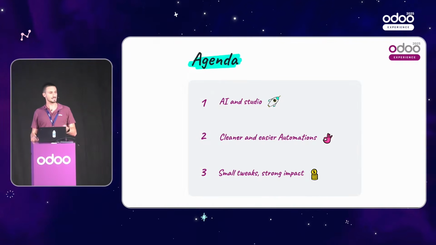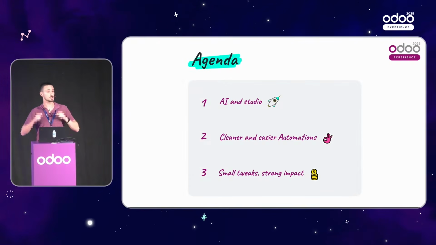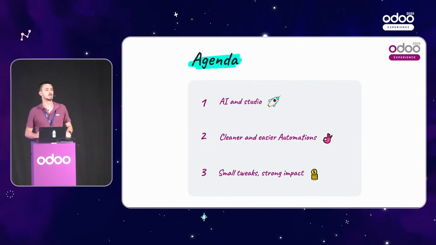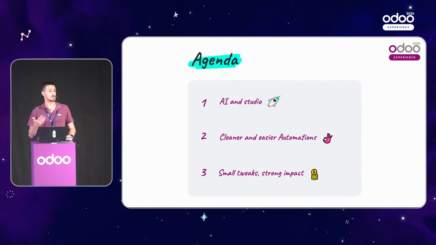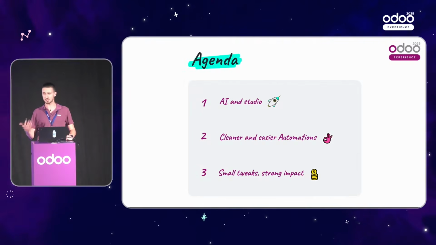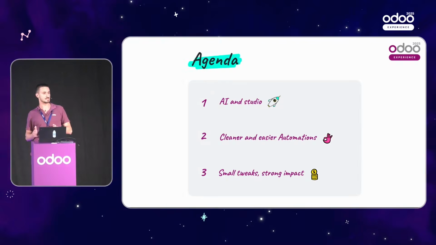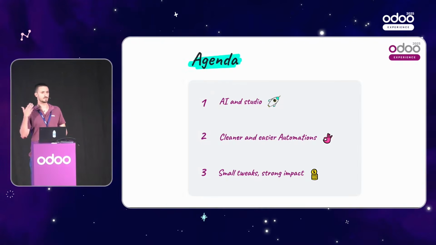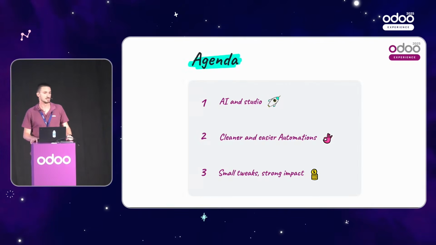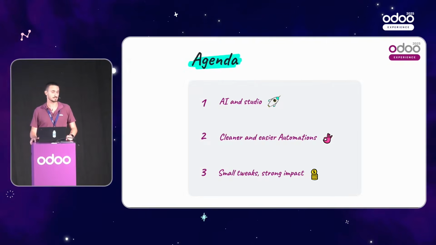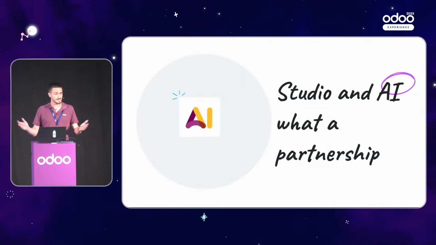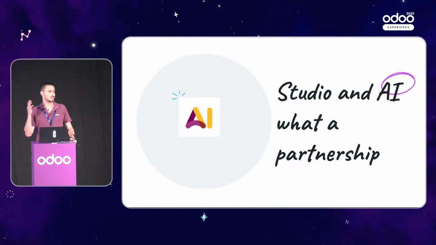We've improved the UX and also the user experience in general. It's much clearer, and automations have also gained some very big features that we'll explore later. And last but not least, small tweaks in views, fields, and PDF reports that really bring a strong impact. So let's get into the first topic, as I said, AI and Studio.